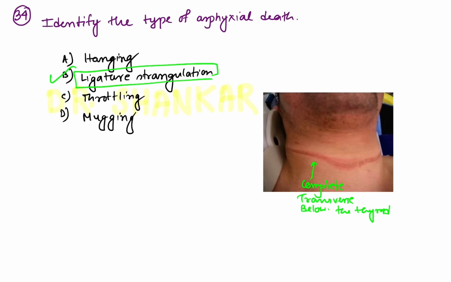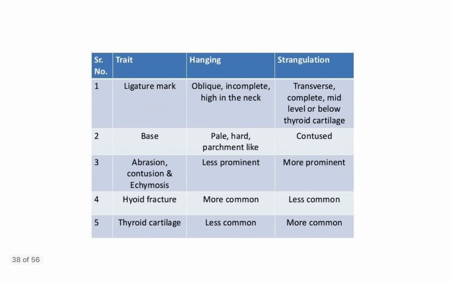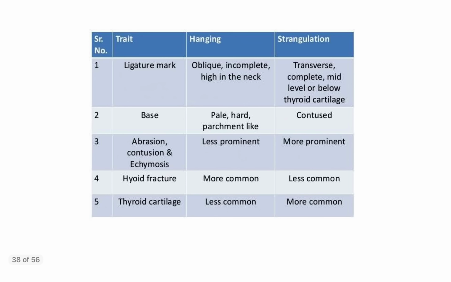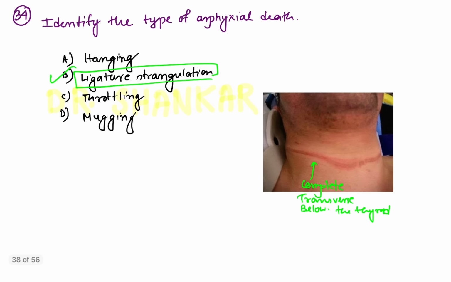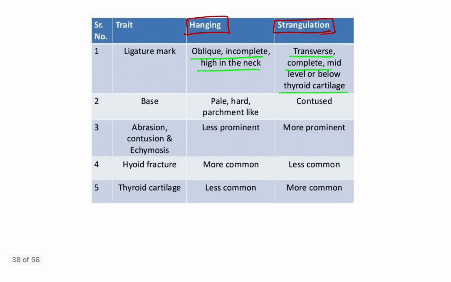What is the difference between hanging and ligature strangulation and ligature mark? In case of hanging, the ligature mark will be oblique, on the upper level, high in the neck above the thyroid cartilage, and it is incomplete at the site of knot. And in case of ligature strangulation, as you have seen in this image, it is transverse, complete, below the level of thyroid cartilage.